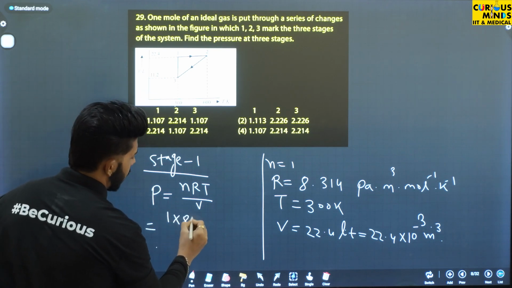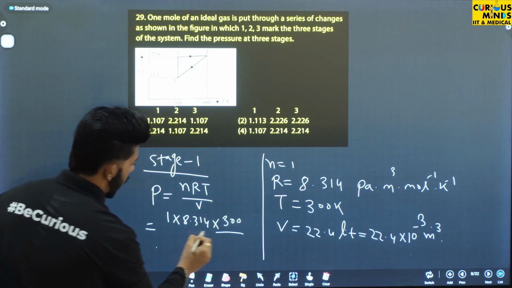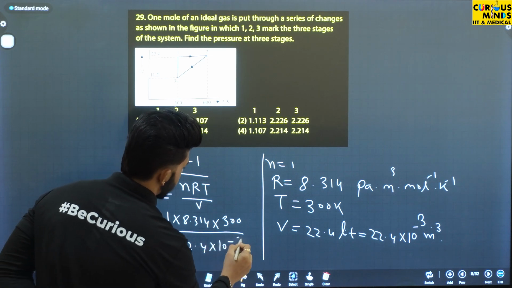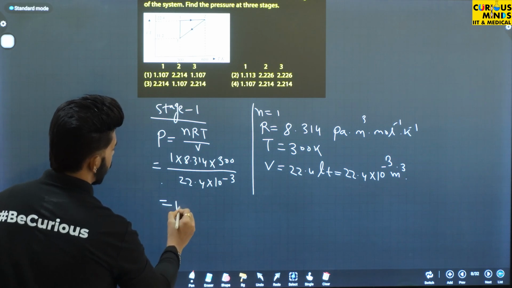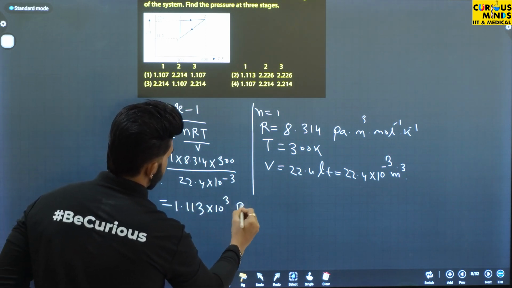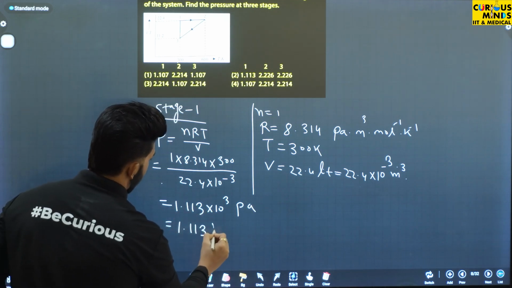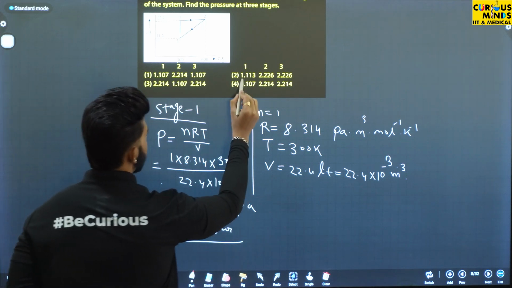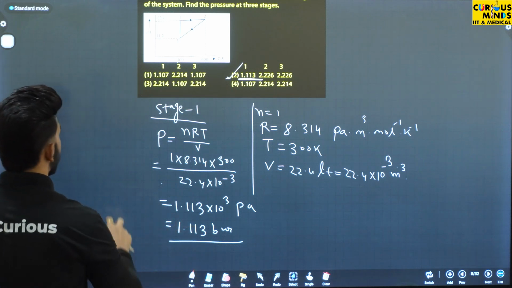So 1 into 8.314 into the temperature 300, upon 22.4 into 10 raised to the power minus 3. Now if you solve all this, you will get a pressure of 1.113 into 10 raised to the power 3 Pascal. So this will be your 1.113 bar, right, this will be your bar. So at stage 1 this is 1.113, although the answer is 1, but let's look at stage 2.